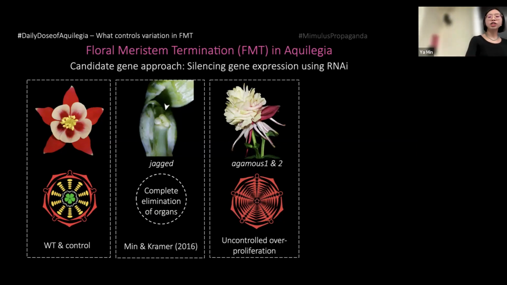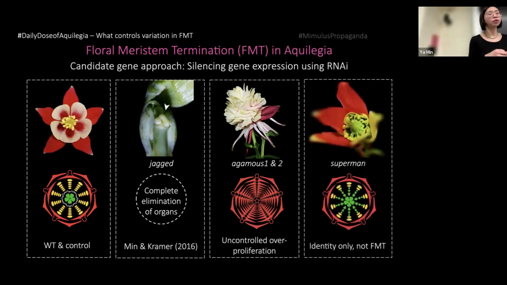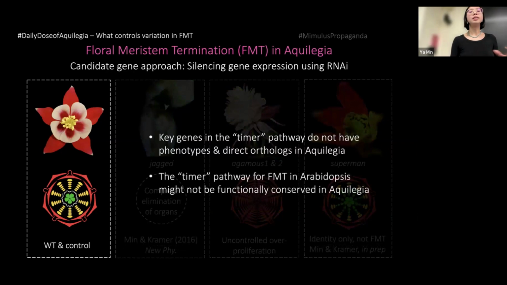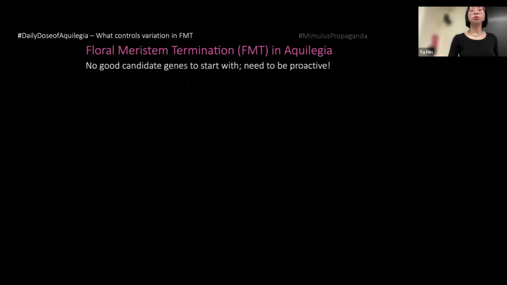And silencing some other genes, they only have partial functional conservation in my flower. And more importantly, the key genes in that timer pathway actually do not have homologs, orthologs in the Aquilegia genome, so silencing them doesn't lead to any phenotype. All these are telling me that this timer pathway that people discovered in Arabidopsis likely does not share functional conservation in my flower. For now, I don't really have an obvious candidate gene to start with. I need to be more proactive.